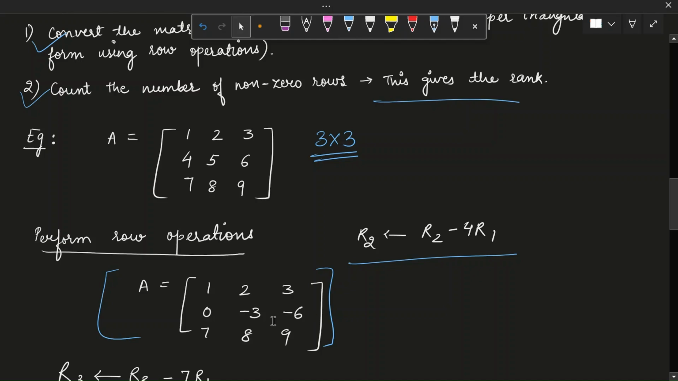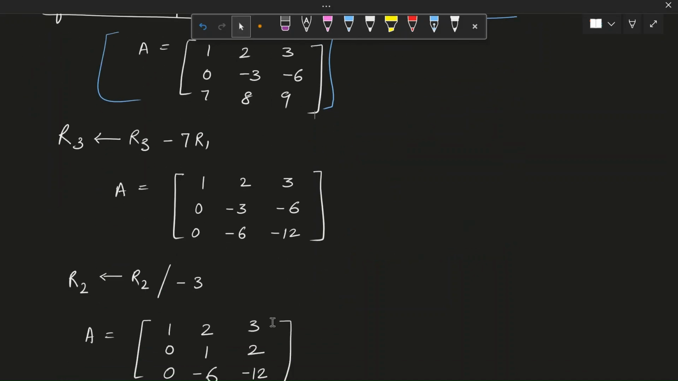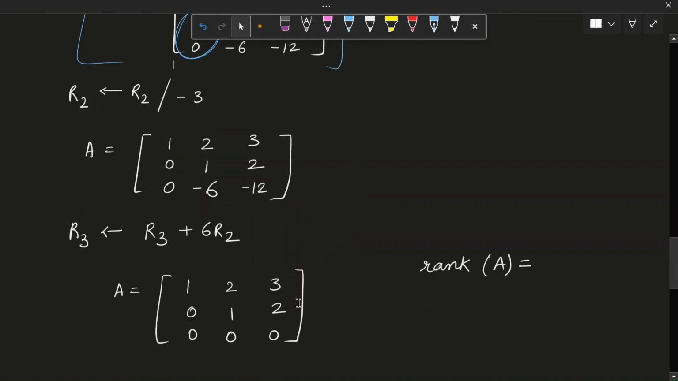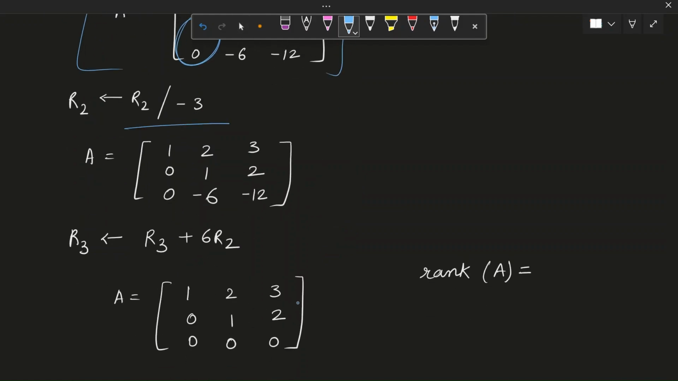The next operation we would perform on this is subtract 7 times the first row from the third row. After this, here we get 2 zeros. The next operation is dividing row 2 by minus 3. This will be our matrix after that. The last operation that we will be performing is add 6 times the second row to the third row to make the second column's lower entries 0. So this will become our final output.